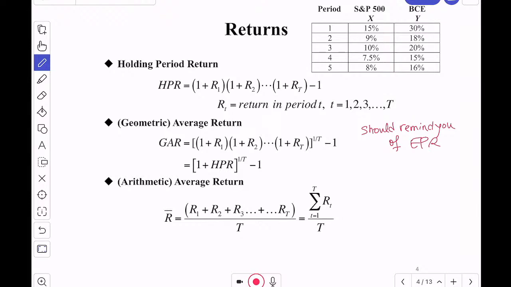This should remind you of effective period rate calculations, right? When you have to multiply them together and take a root. But here I have different ones, they're all different numbers, not the same. So this is called the geometric average return. It's called geometric average to distinguish it from the arithmetic average, just adding them and dividing. This is a simple average, or the regular average for the sample mean.